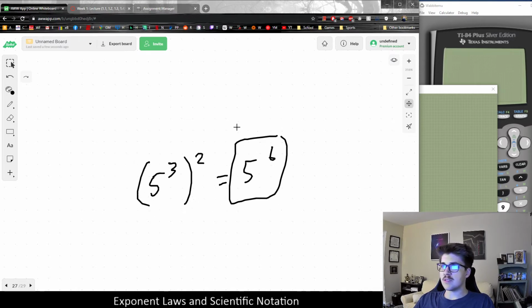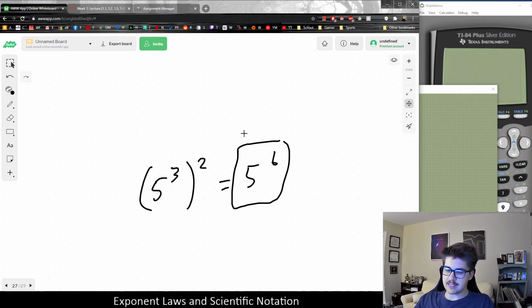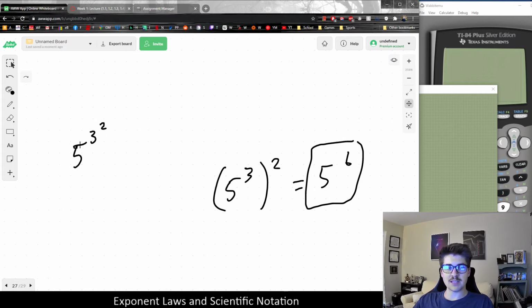And one other thing, while I'm on the subject, is that if you see something like this, if there's no parentheses around it, this is actually different, because what this would imply is that this is 5 to the 3 squared. 3 squared is obviously 9. Those would not multiply together, right? Because that wouldn't make any sense. And this is just a slightly different scenario than this. The parentheses are what help us to know it's this whole thing squared, not just the 3 itself.